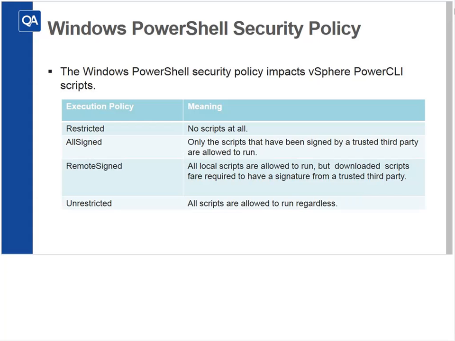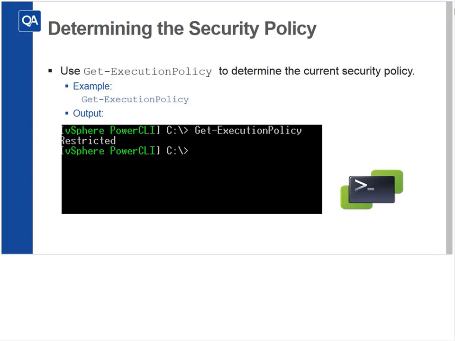Anyway, let's go a bit further. So how do you find out what execution policy you've currently got? It's quite easy. It's just Get-ExecutionPolicy. The example here has got restricted. In fact, when I go to do the demo, that's the way I'll start. Not a lot you can do with scripts at that point.